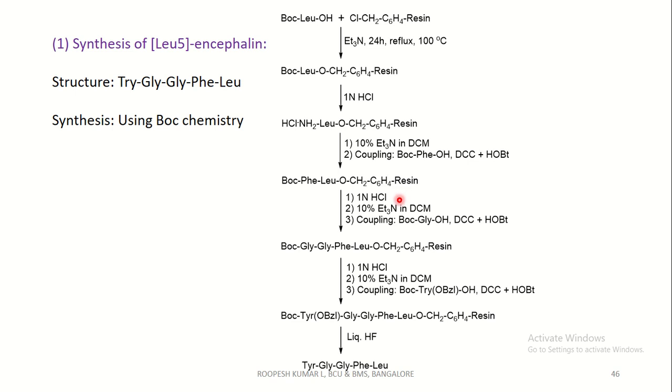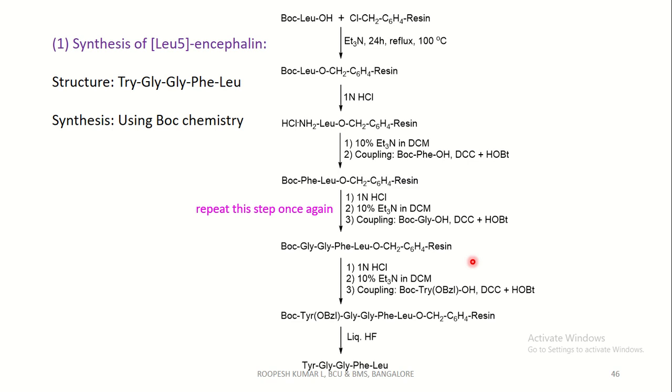And this on treatment with HCl, you get a free amine ester. To this, 10% triethylamine in DCM is used to get a free amine. This free amine is coupled using Boc glycine with the DCC HOBt method, and this step you should repeat once again to get a tetrapeptide, that is Boc glycyl-glycyl-phenylalanyl-leucine. It is a tripeptide, and there is a fourth amino acid.